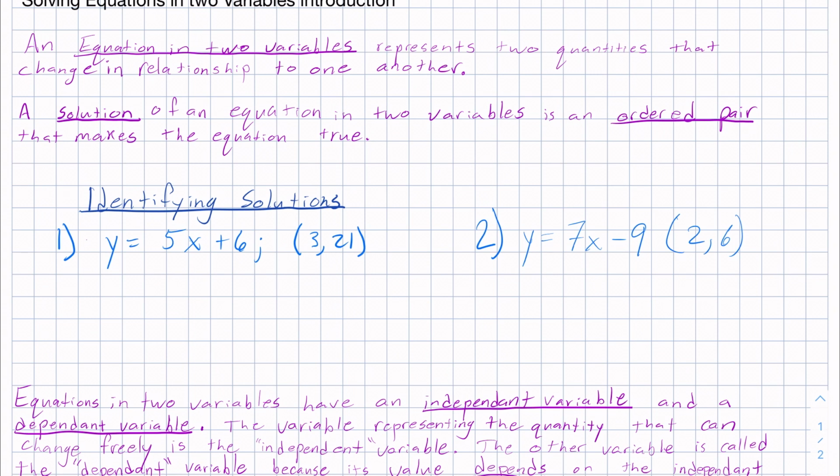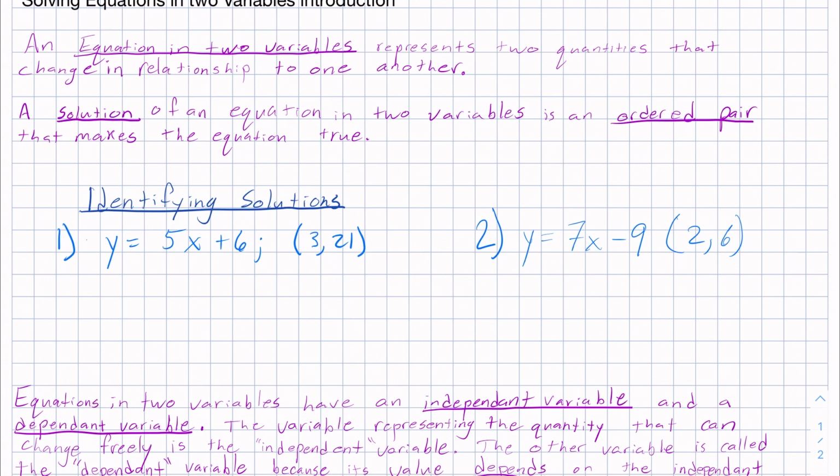So a solution of an equation in two variables is an ordered pair, like these, right? An ordered pair that makes the equation true. Some ordered pairs might be false in the equation, some might be true, and it's our job to test it and find out. So let's go ahead and test it out.